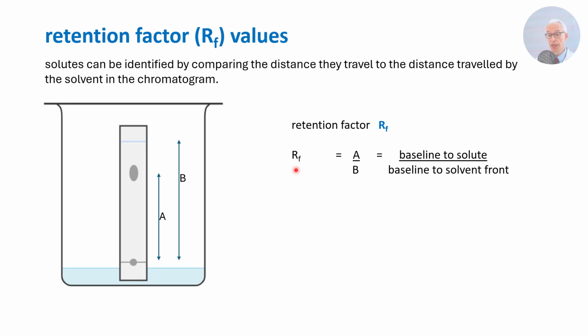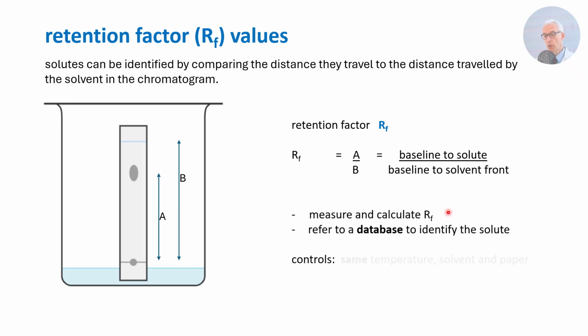This will always be less than 1, but we can calculate it and compare it to a database which will allow us to identify the solute, because provided that we have the same temperature, the same solvent, and the same chromatography paper or TLC plate, then the value of the RF for a particular solute will always be the same.